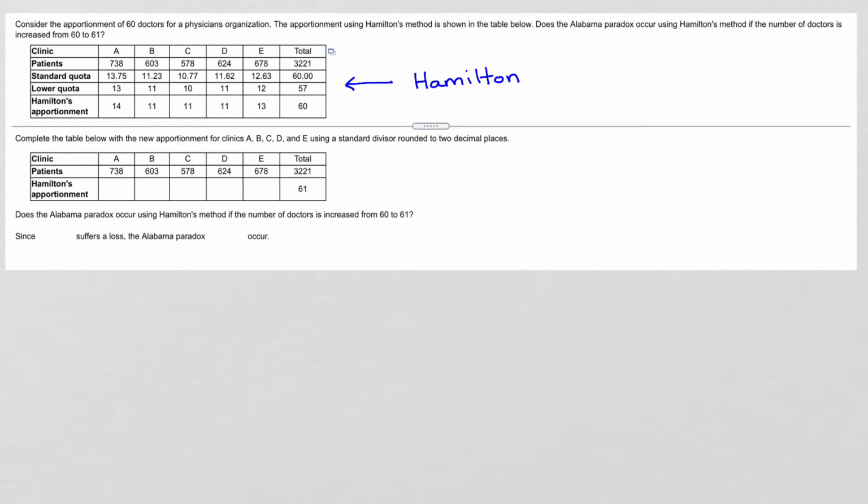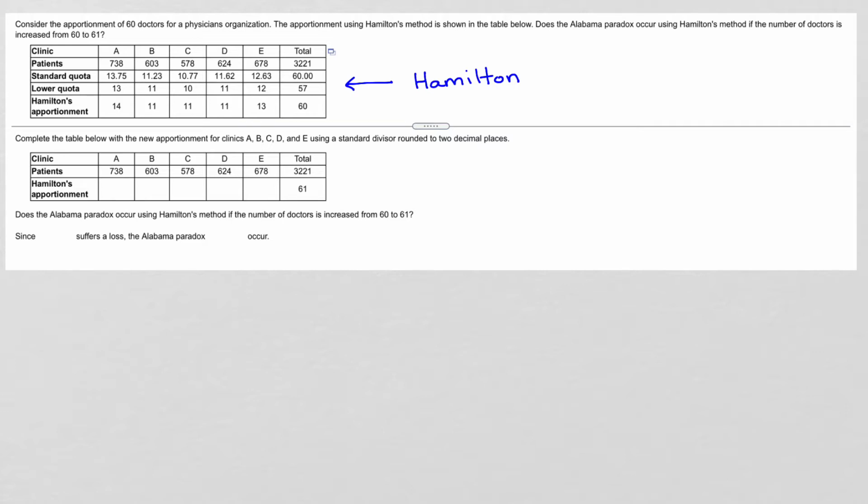And we want to determine if the Alabama paradox occurs using Hamilton's method if the number of doctors is increased from 60 to 61. So what we're looking for is, what if we redo this whole thing and we see that one of the clinics actually winds up losing a doctor even though they added a total of one to the total number of doctors. So let's see if that happens here. It can happen with Hamilton's method. It's odd for it to happen, but it can happen. So let's redo this according to Hamilton's method.